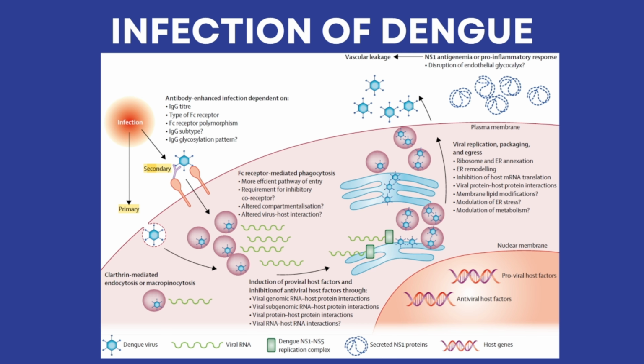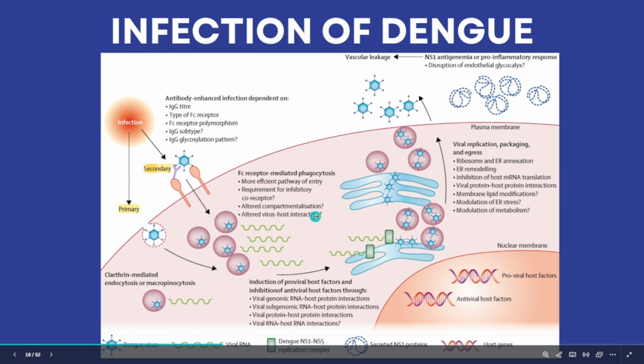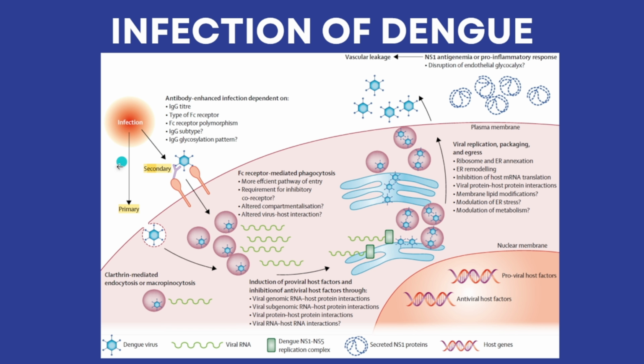So let us see what causes the severe infection of dengue. This is a diagram that I tried to simplify. When the person is infected with the dengue virus, we see the primary first. Secondary, you don't need to see first. We see the primary first. After you first get the dengue virus, your dengue virus infects the white blood cell.